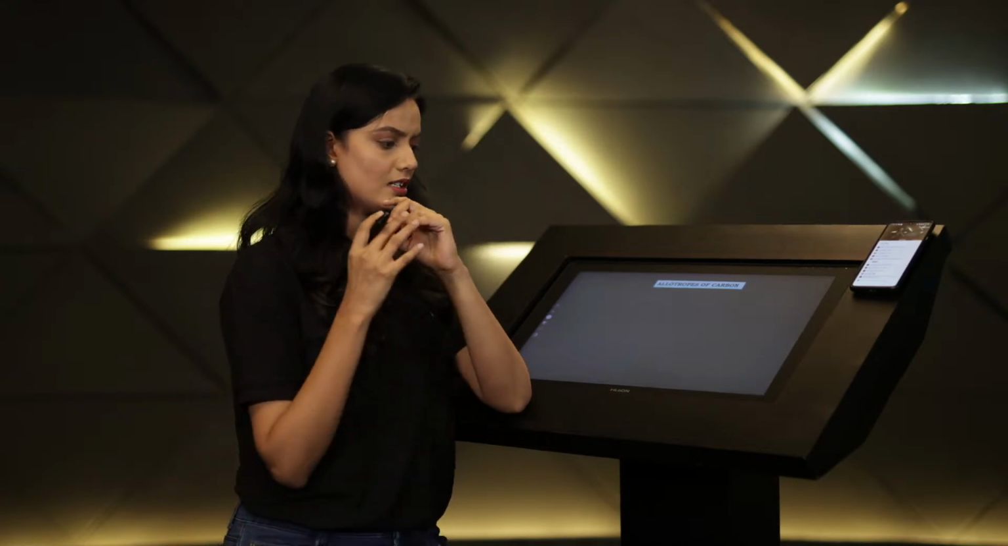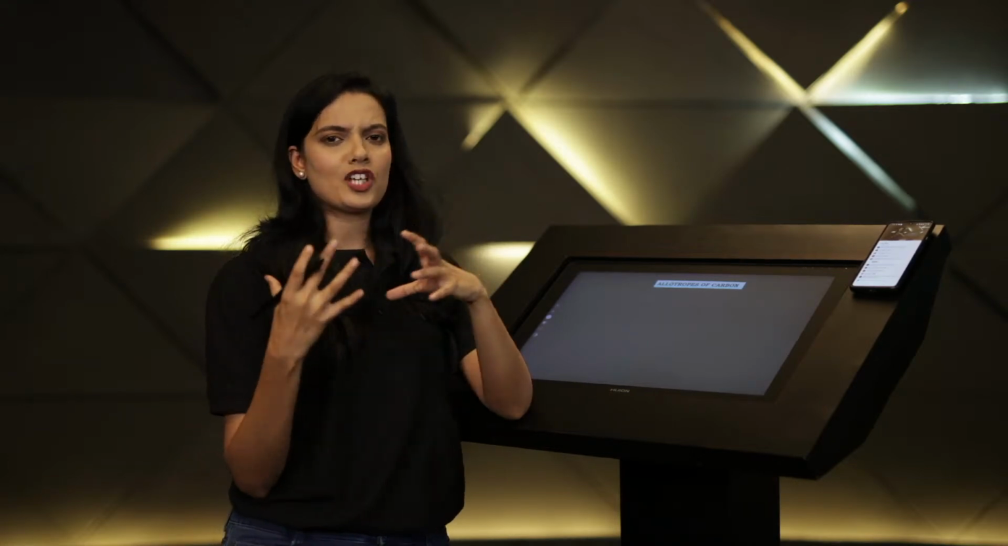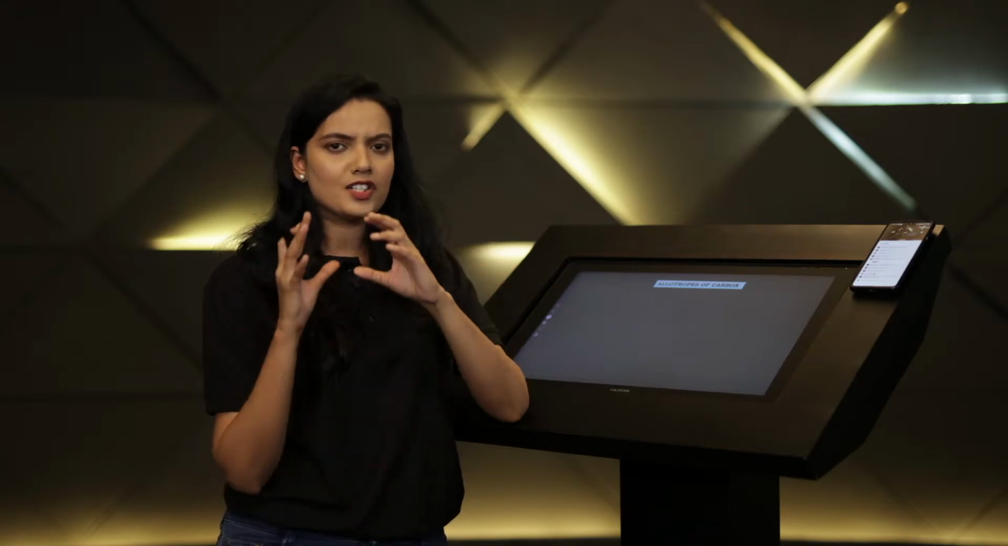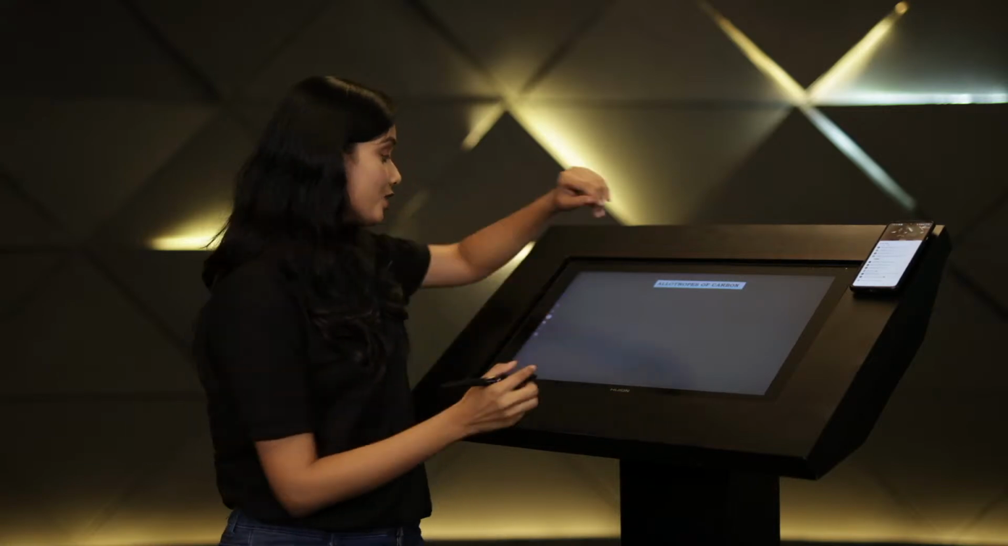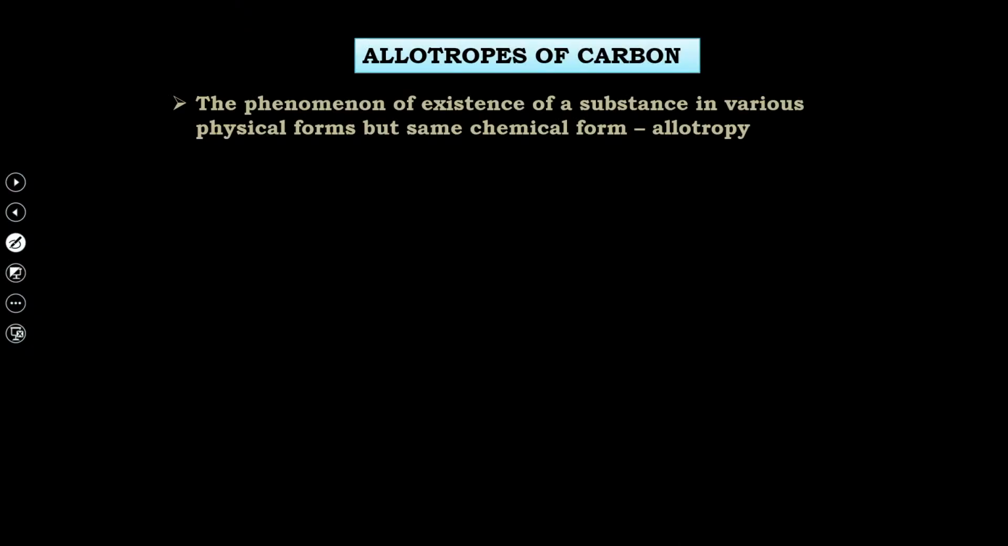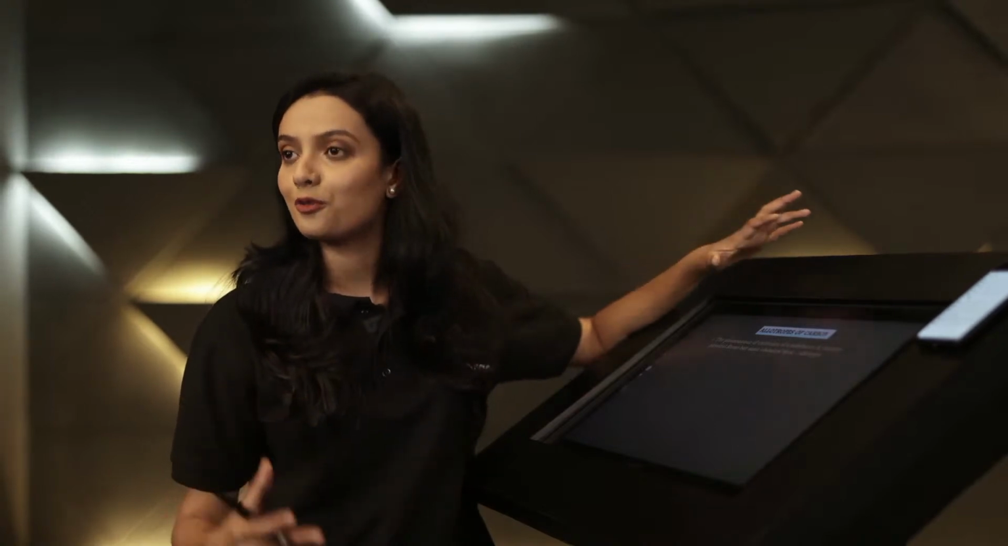Now, we are studying the chapter carbon and its compounds, and just now I said that carbon exists everywhere. But there is a certain property of an element that it can exist in different forms in nature, and that tendency or property is known as allotropy, right. So the substances which exist in different forms are known as allotropes. So here we are going to study another interesting aspect, that is allotropes of carbon.